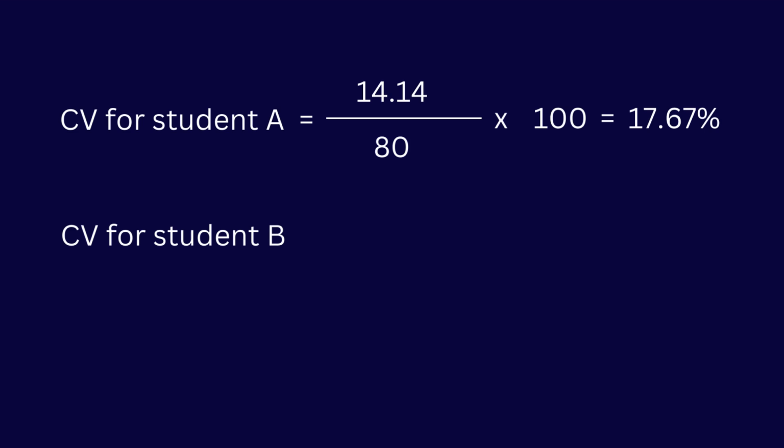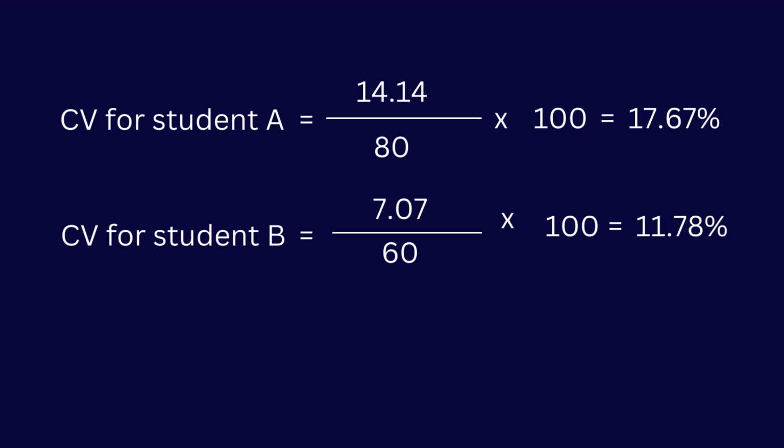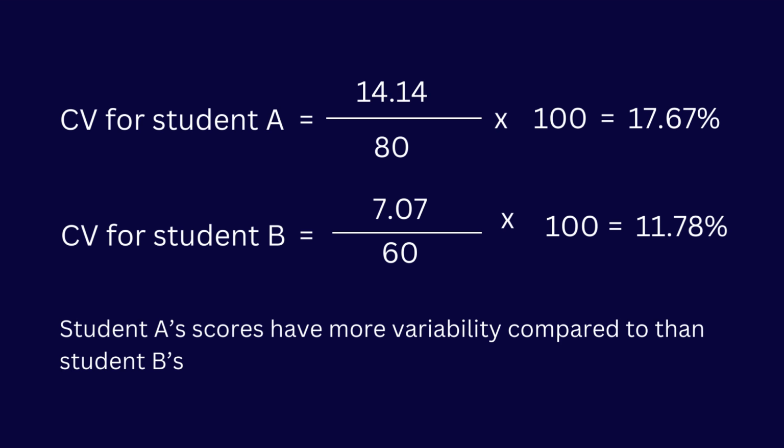CV for student B equals 7.07 divided by 60 and then multiplied by 100, which equals 11.78. So what does this mean? Student A's scores have more variability compared to the mean than student B's scores. In simpler terms, student A's scores are more spread out.